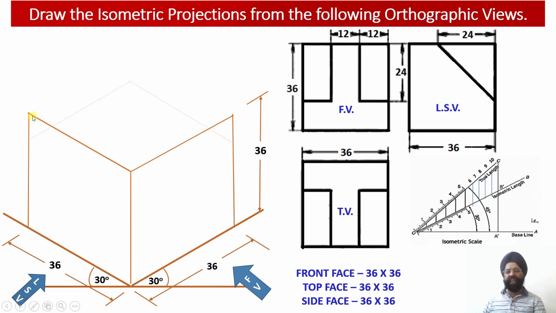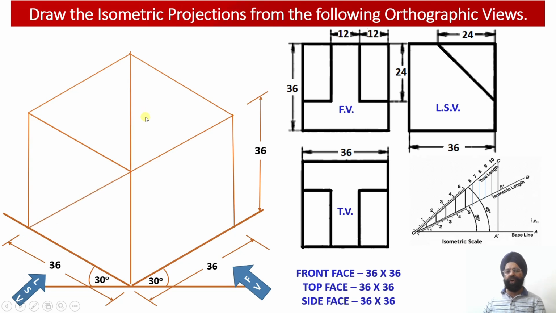Now let us complete the top view face of the solid. Two isometric lines have been drawn, one of which is parallel to the z-axis, another one parallel to the x-axis, and both of these isometric lines or edges have the length equal to 36 millimeter. So this is the top face of the solid.